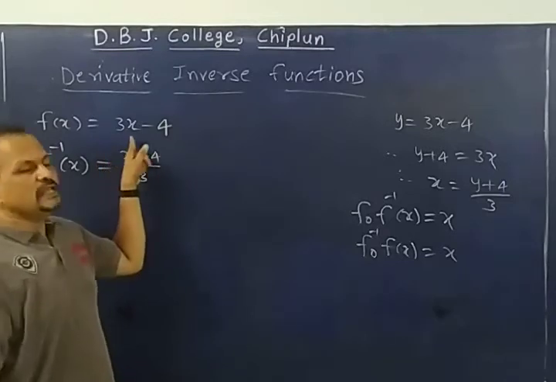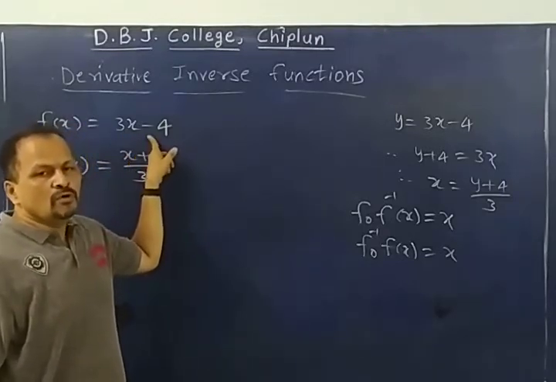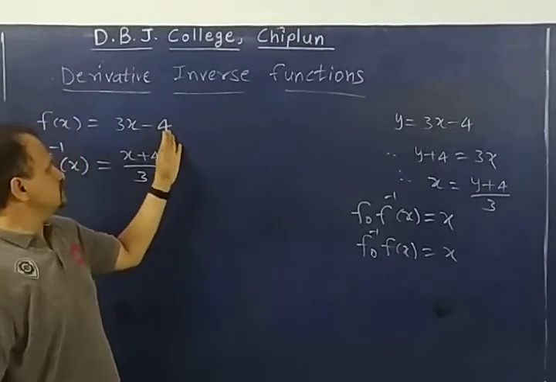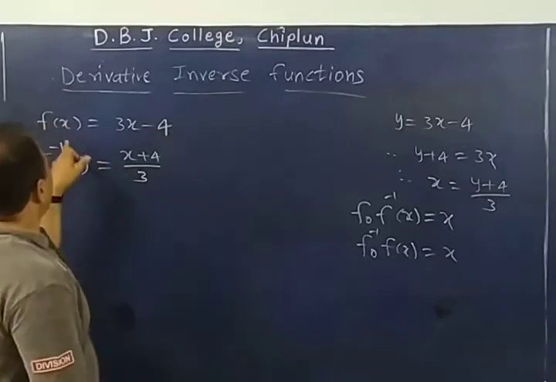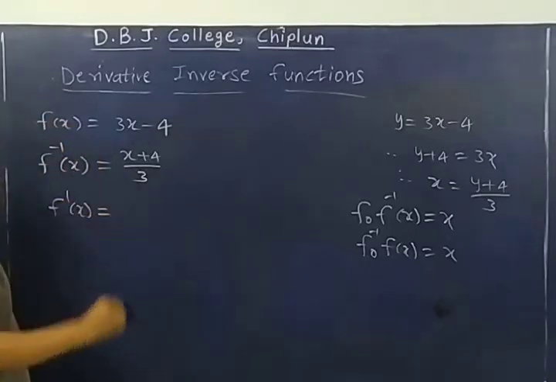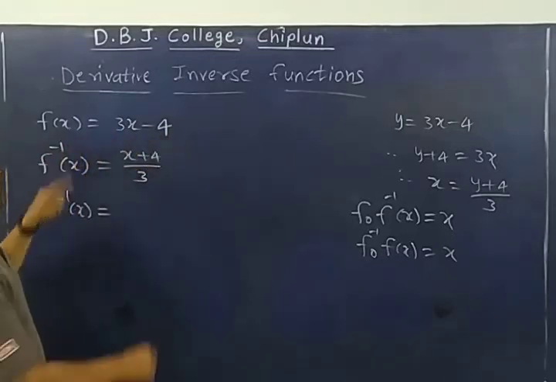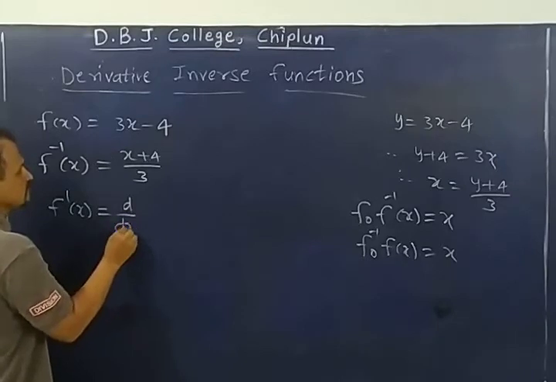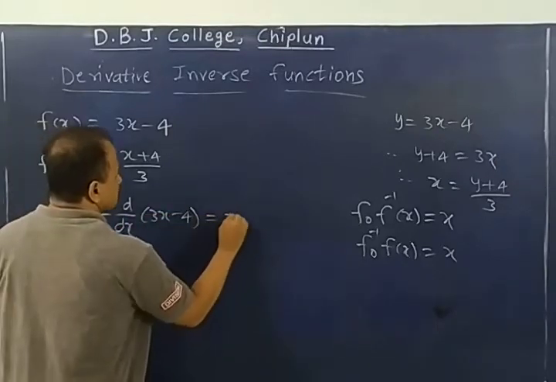Now, in 11th standard, we have studied that this function is 1-1 and onto for all real numbers x. Its inverse is this. What is f dash x? Derivative of 3x minus 4 with respect to x. It is just 3.